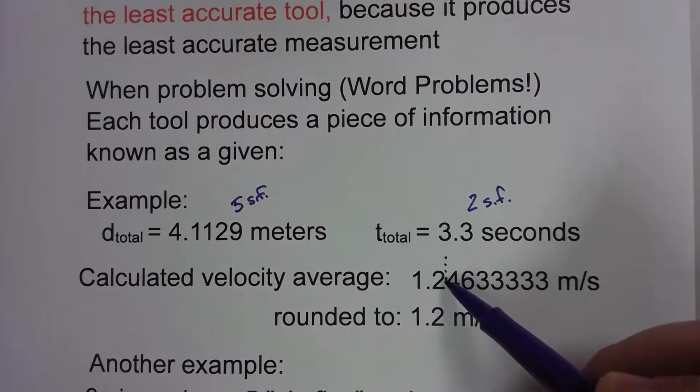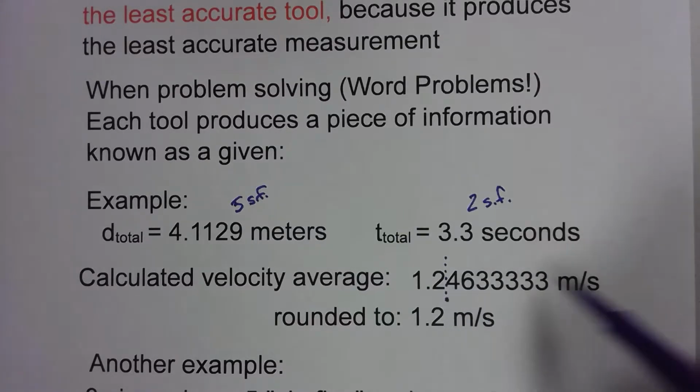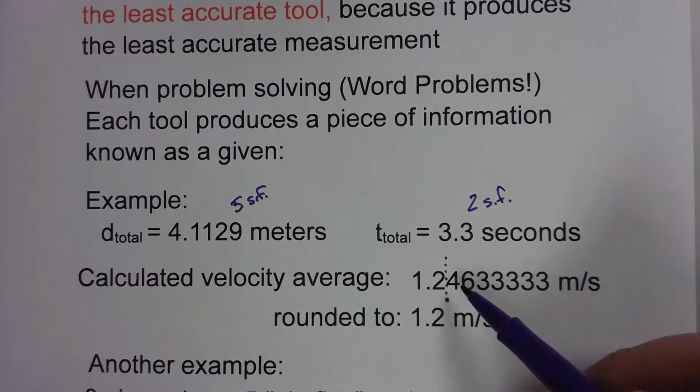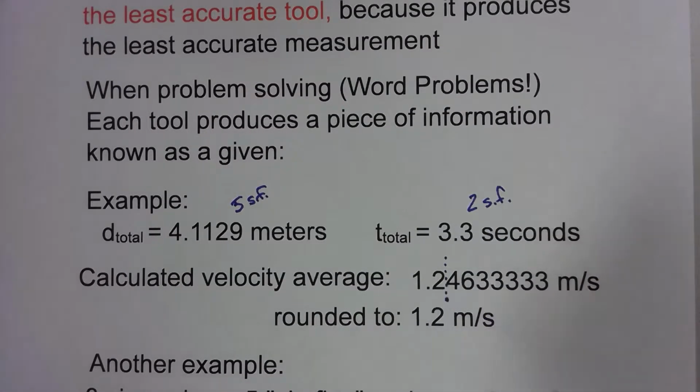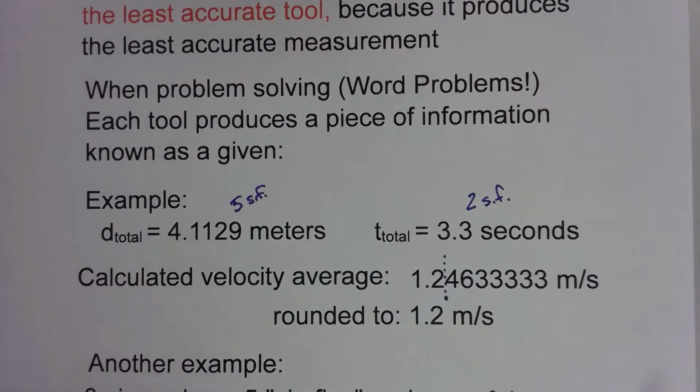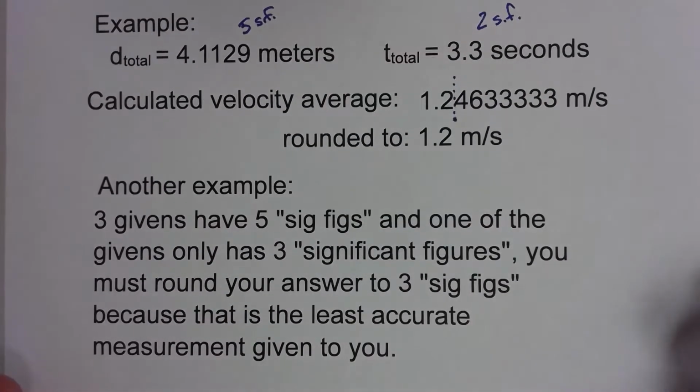If we're going to round at 2 digits, the 1 and the 2 are both significant, we just look at the next digit only. It's a 4, so we just cut it off. If the next digit had been 5 or greater, we would have rounded this 2 in the 10th place up to 3. So, let's say you had 4 givens, and 3 of them have 5 sig figs, and 1 of them only has 3 sig figs.